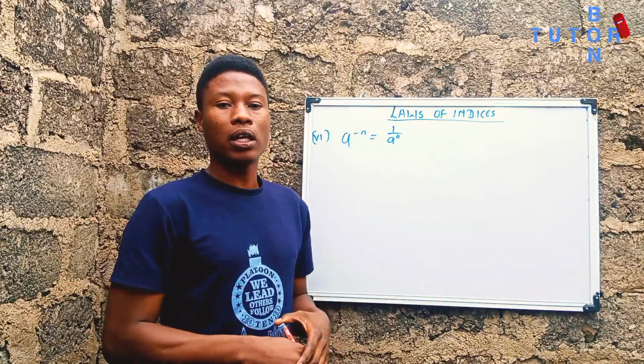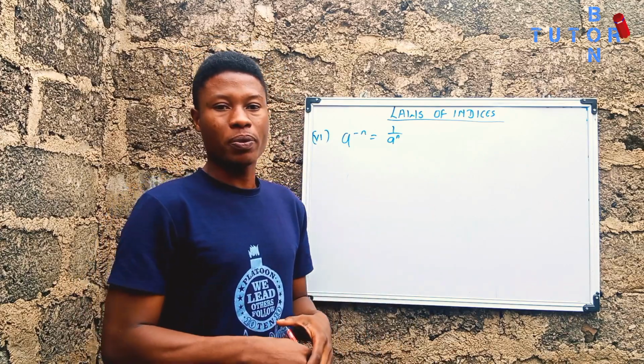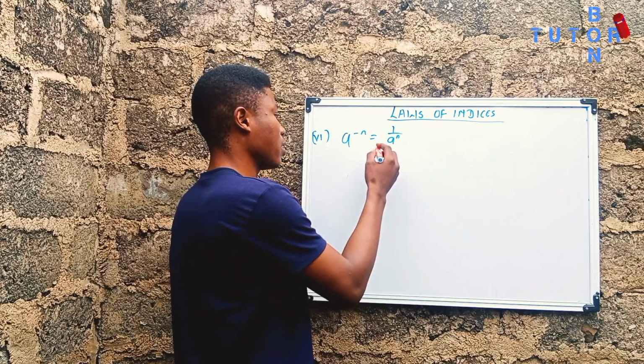Another law of indices we'll be talking about here says a raised to power minus n is equal to 1 over a raised to power n. Let's use this to solve an example.